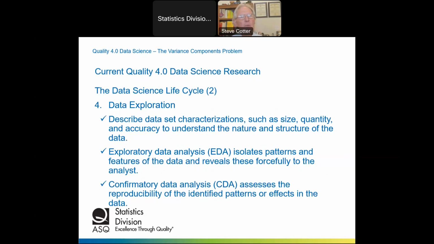Step 4 is data exploration. It consists of 3 steps. Describe the data characterizations such as size, quality, or quantity and accuracy to understand the nature of the data itself. This is called meta-analysis in data analytics. Exploratory data analysis isolates patterns and features of the data and reveals these forcefully to the analyst. This is the Tukey approach to exploratory data analysis. Once you have a hypothesized model, you confirm that through confirmatory data analysis to assess the reproducibility of the identified patterns or effects in the data.